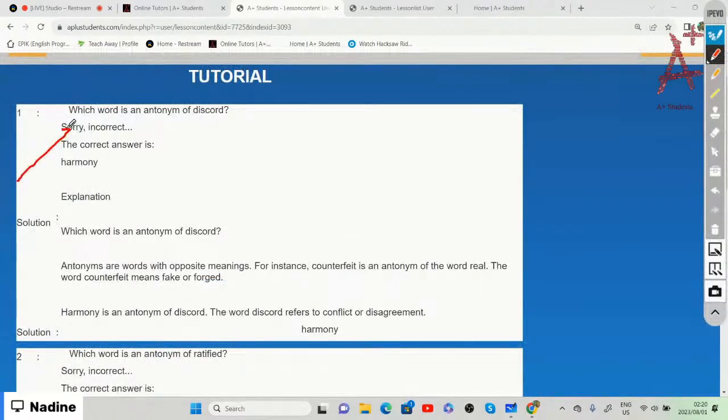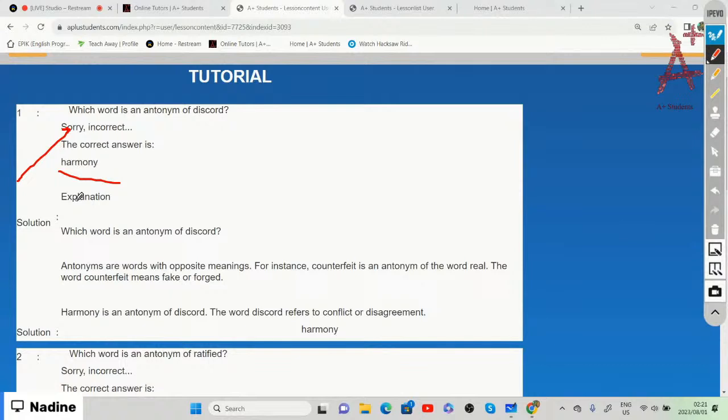All right. Which is an antonym of discord? The antonym of discord, which is the opposite meaning of discord, is harmony. Harmony is the opposite of discord, right? Harmony is the antonym of discord. And discord refers to conflict or disagreement.